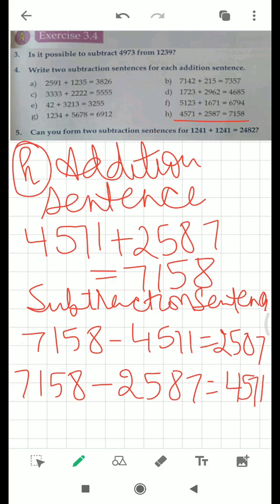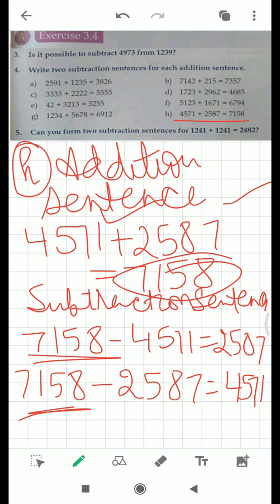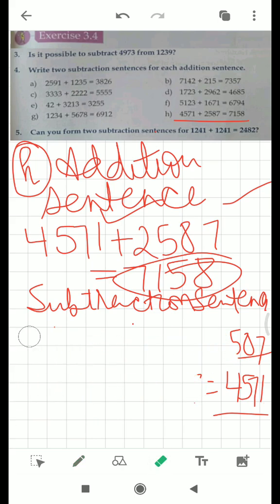4571. ये नंबर यहीं पे रहेगा बड़ा वाला दोनों टाइम, एक बार इसको आपको सब्ट्रैक्ट करना है, another time this one, and you'll get the other number as an answer. Now let's move to our fifth question.